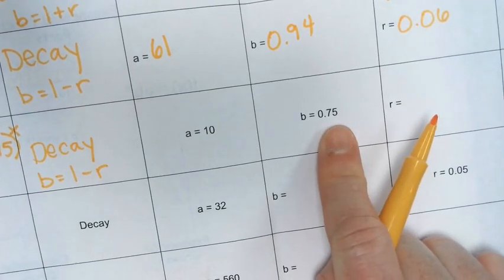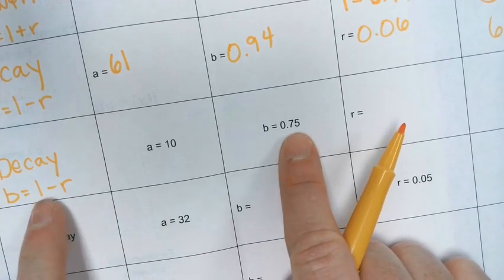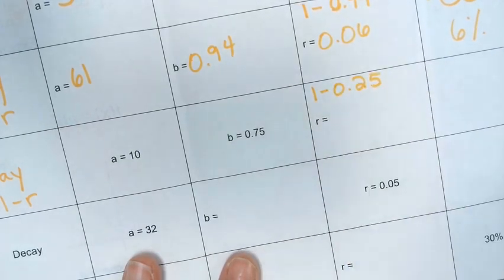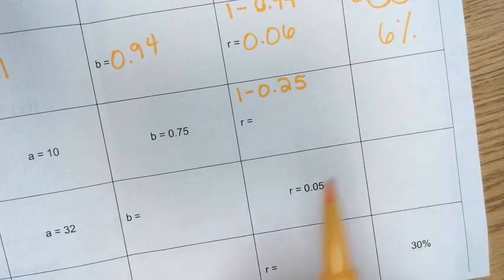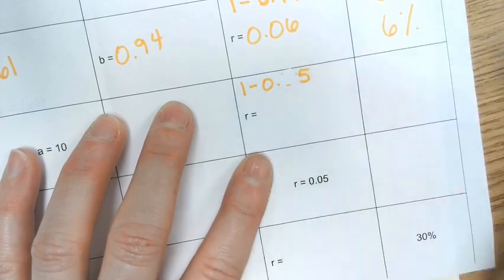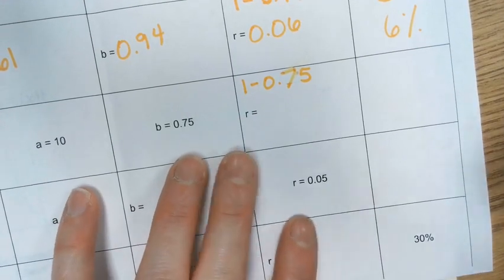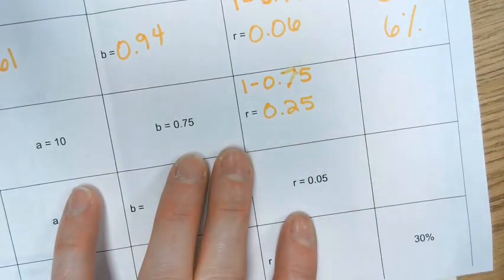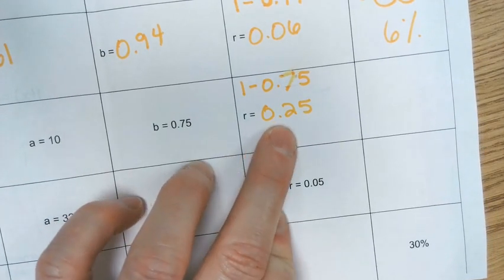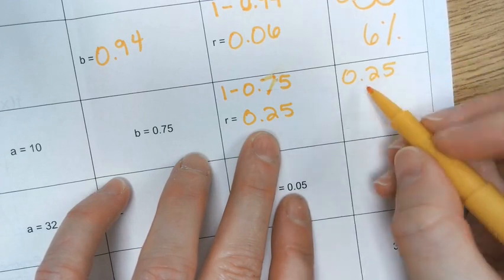So from the B, we need to find our rate. You compare it back to 1. How far away is 0.75 from 1? 25. So 1 minus 0.75, sorry, I wrote the answer instead. So 0.25. So it's a decrease by 0.25. So 0.25, write it as a percent.